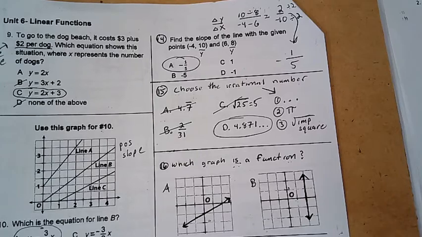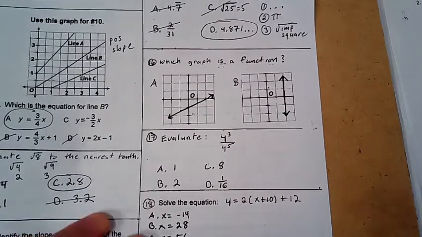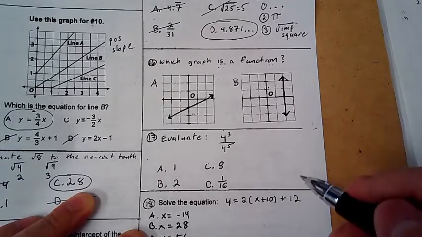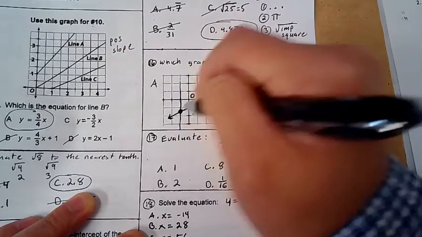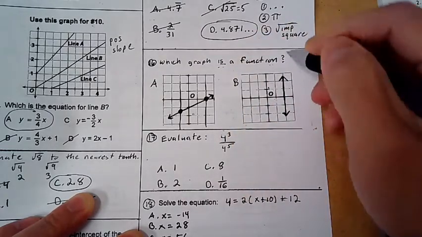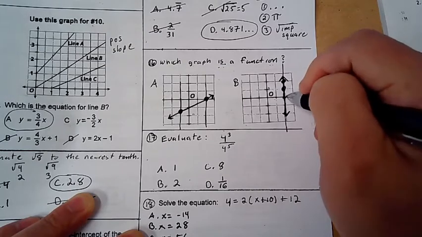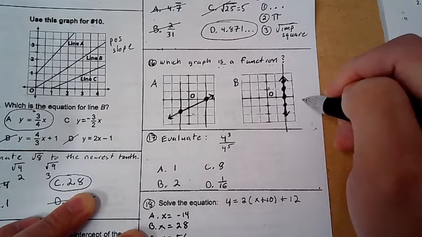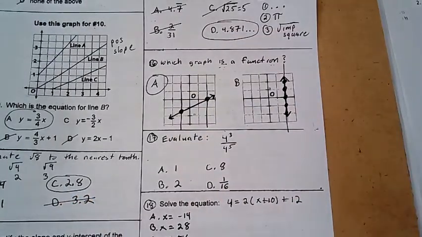Okay, number 16, which is a function. Okay. So I do the vertical line test, it can only hit 1 point. So look at A. If I do the vertical line test, only hits 1 point. Anywhere I do this vertical line test, only hits 1 point. For B, if I do the vertical line test, it hits more than 1 point, right? It hits there, it hits in a bunch of different places. Okay. So which graph is a function? A is the function. It only hits 1 point. There's no repeat in the x there. For every x, there's just 1 y.